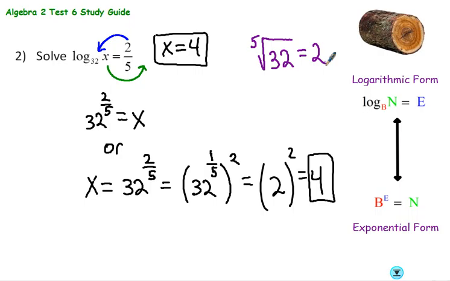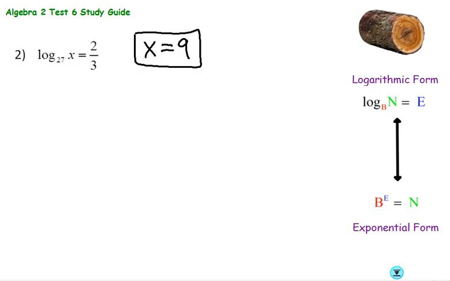Try number 2 on the right side. I keep saying 3. Number 2 on the right side. All right, so let's see what you got there. So you got x equals 9, right? So make sure you got that. If not, try to figure it out. If not, we'll go ahead and move on.